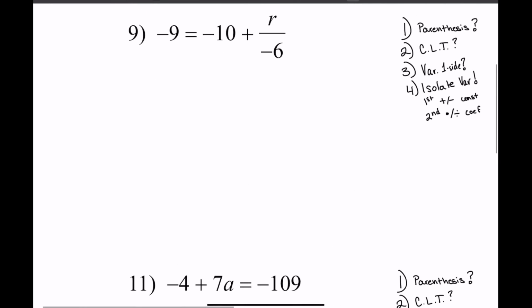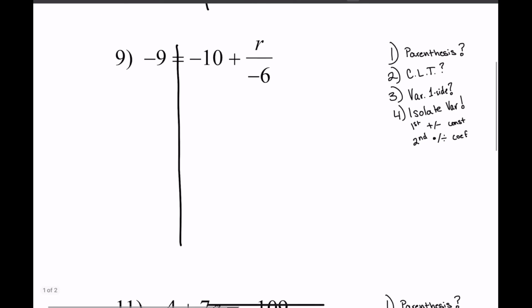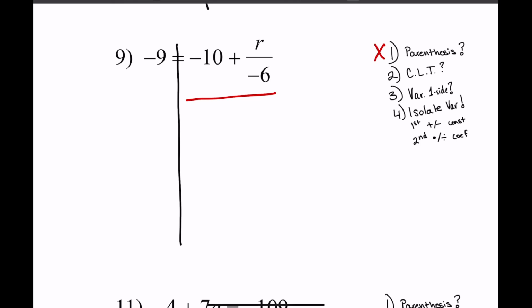Let's look at 9 and 10. Number 9. Okay, so draw my balance bar. And again, we're always looking at the side with our variable. There's no parentheses. We can't combine like terms here. The variable is only on that one side. So now we've got to find the constant and coefficient. Negative 10 is our constant. It's the best friend with the variable, but 6 is the boyfriend or girlfriend. So that's the coefficient.